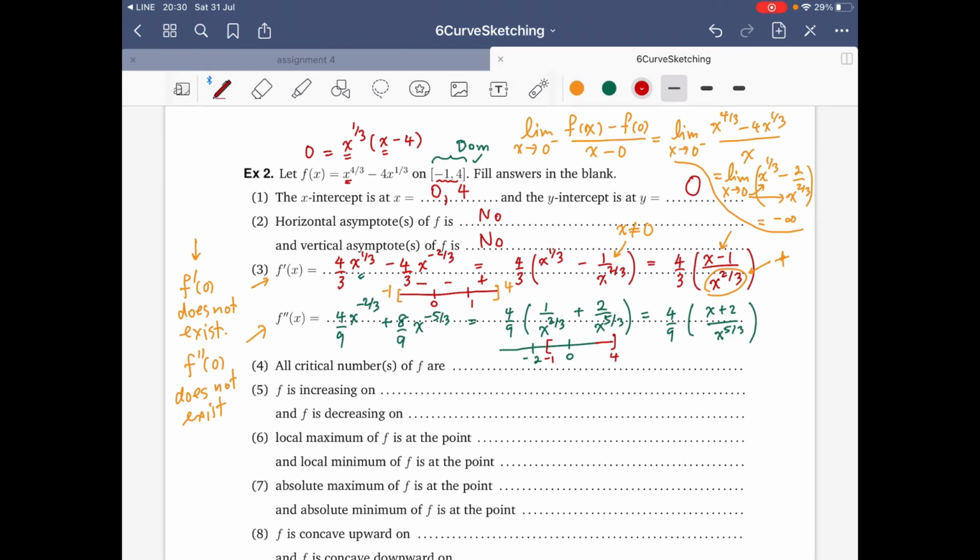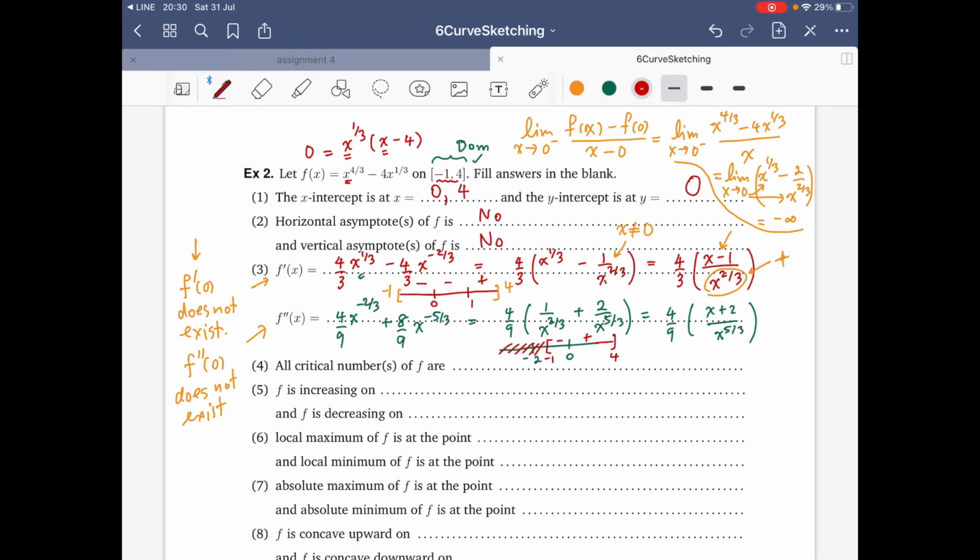Okay, so if it is beyond 0, it will be positive all the way. If it is less than 0, it will be negative. We don't care about the one beyond that. So what will be the critical number?